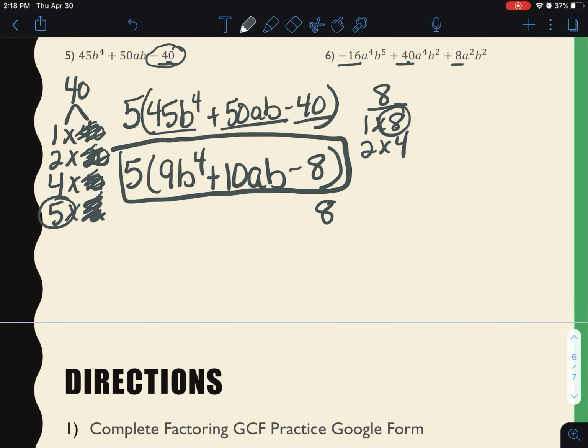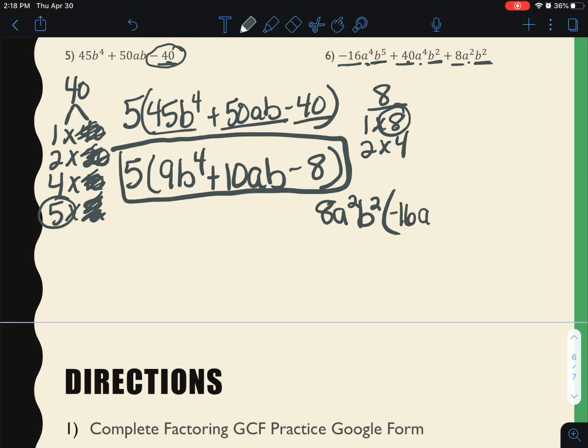Now let's look at our variables. Okay, I've got 4 a's, and 2 a's. So always go with your smallest. So that means we're going to take out a squared because there's at least 2 a's in each term. Then I have b to the 5th, b squared, and b squared. So b squared is my smallest. I can take out b squared. So this is my greatest common factor, 8a squared, b squared.